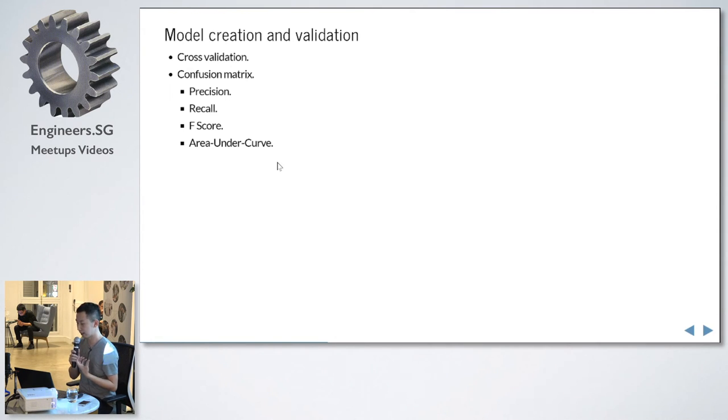And after we have created the model, we have to validate the model, whether the model has the required performance, right? So for a classification problem, we normally create the confusion matrix. And from the confusion matrix, we can get metrics such as precision, recall, or F-score, or if you want, you can calculate the area under the curve. And all of these can be used to analyze whether the model is good or not.